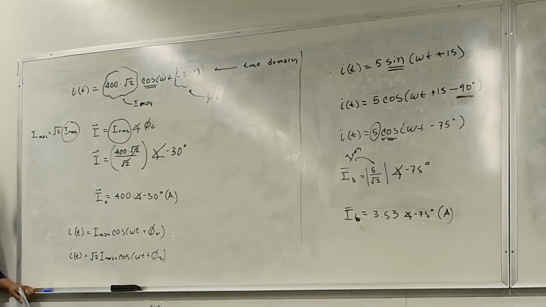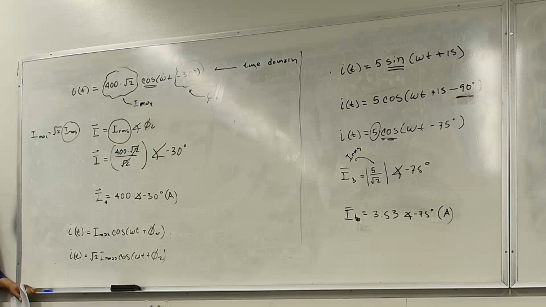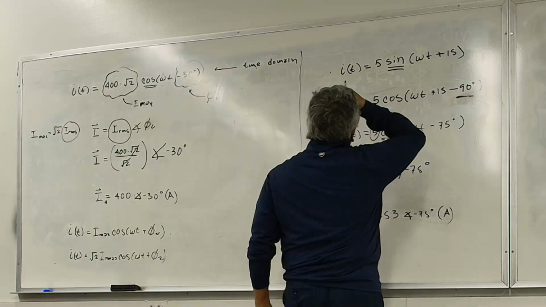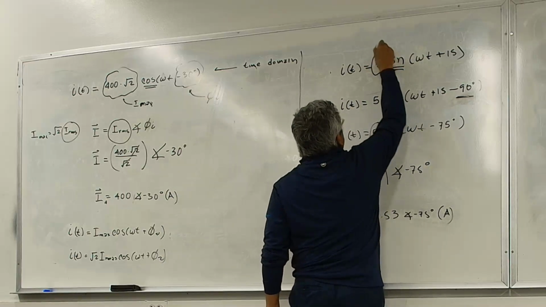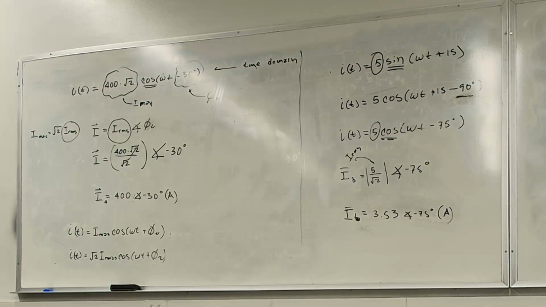Same thing, isn't it? Does everybody agree? So you see what I did? Basically, if I didn't see a square root of 2 over there, I assume this is I max. Remember, this is I max. I don't have to put a square root of 2 there. Do I make sense, everybody?